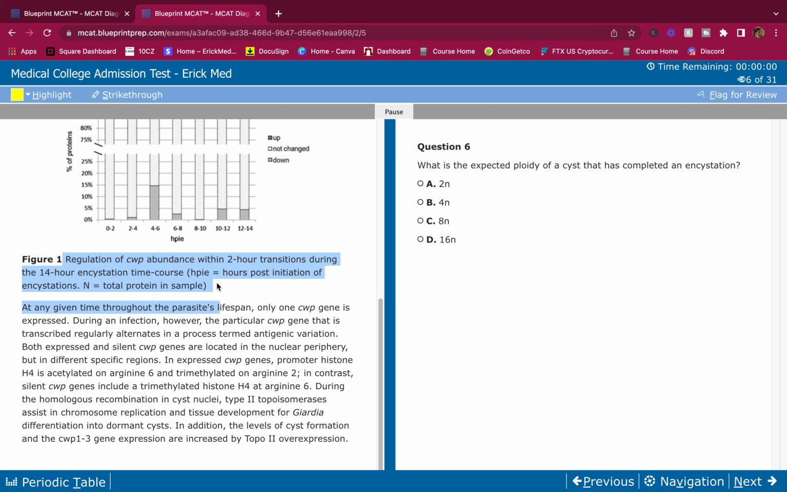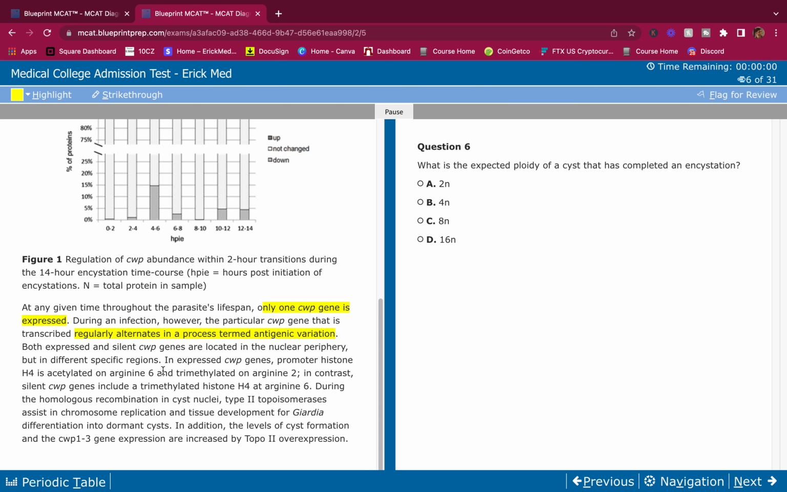Regulation of CWP abundance within 2-hour transitions during the 14-hour encystation time course. H pi equals hours post initiation of encystation. N equals total protein in the sample. At any given time throughout the parasite's lifespan, only one CW gene is expressed. During an infection, however, the particular CW gene that is transcribed regularly alternates in a process termed antigenic variation.